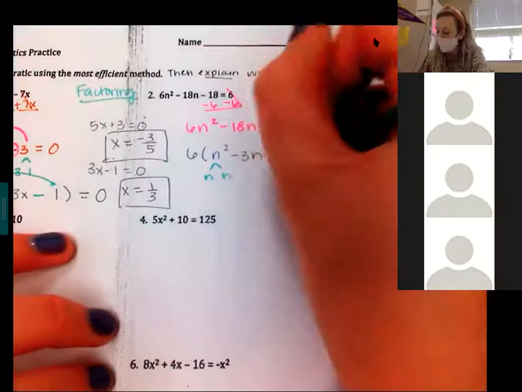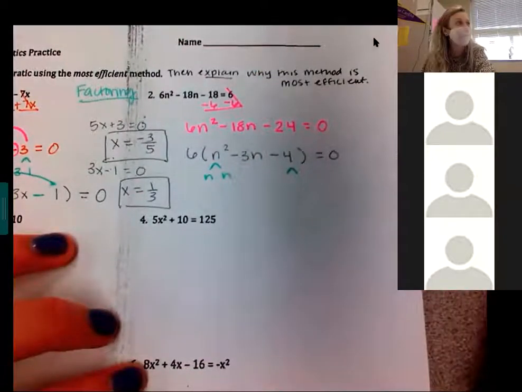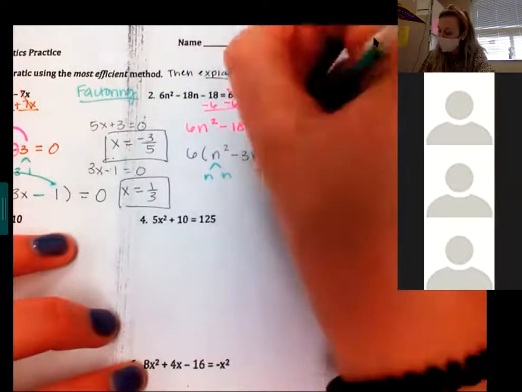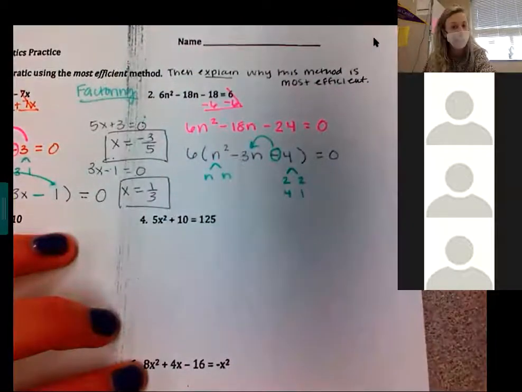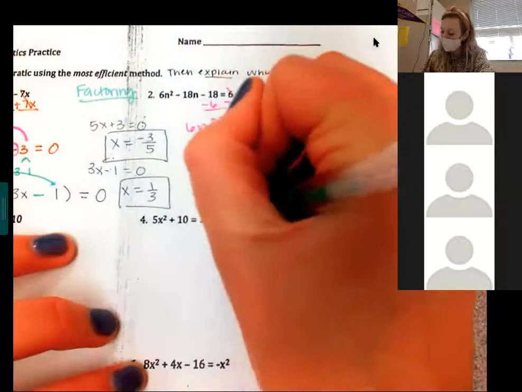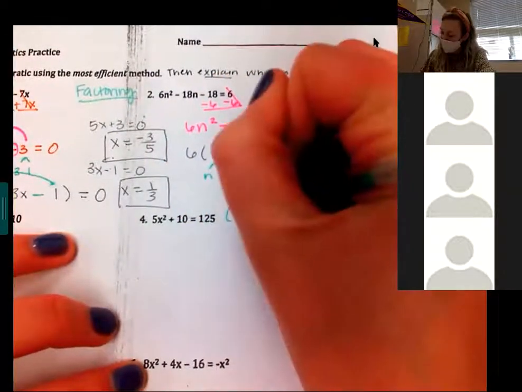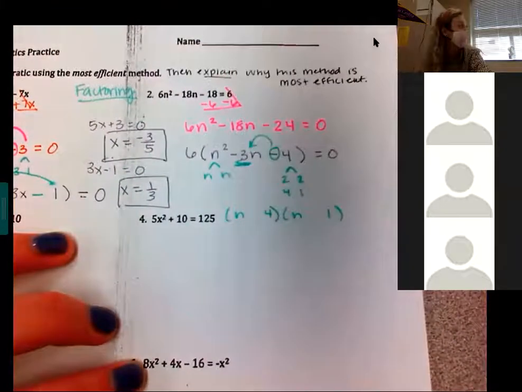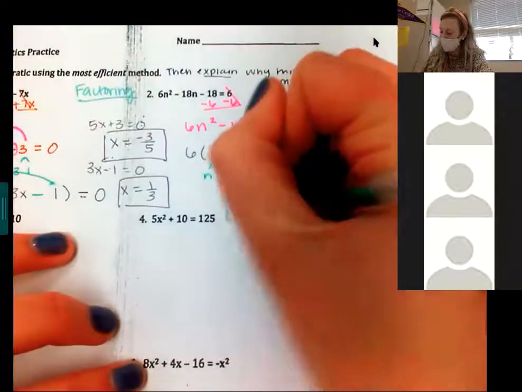There we go. All right, factors of 4. 2 and 2, 4 and 1. Which set will subtract to give us 3? 4 and 1. So we should be doing n times n, 4 and 1. And which one needs to be negative if we want a negative 3? The 4. Very good, y'all.